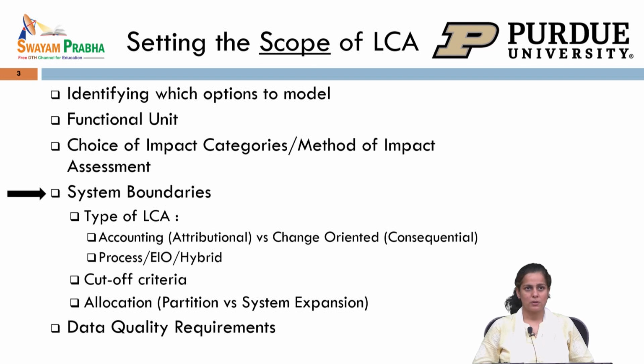Today we will talk about system boundaries and types of LCAs that are determined by the goals, such as accounting versus change oriented, which is also known as consequential. We will also quickly overview the process, EIO and hybrid LCA. The next thing is cutoff criteria and allocation.